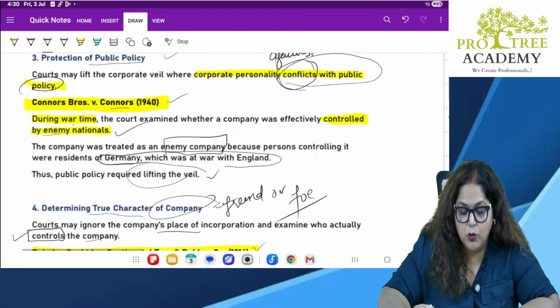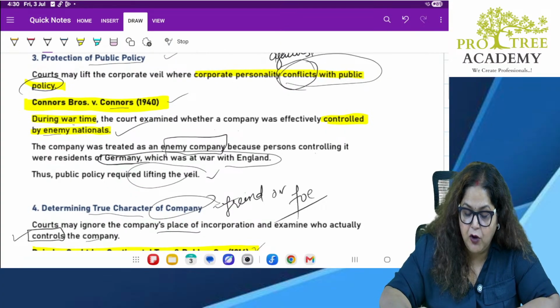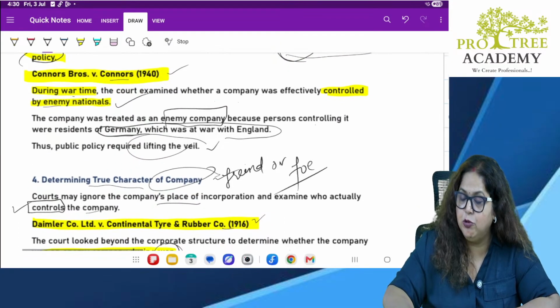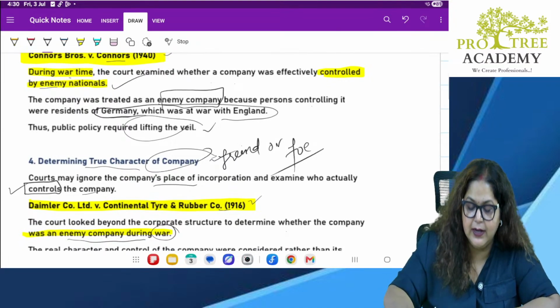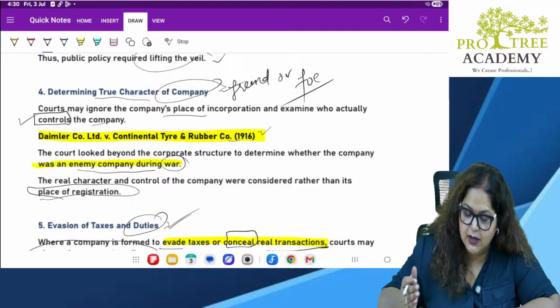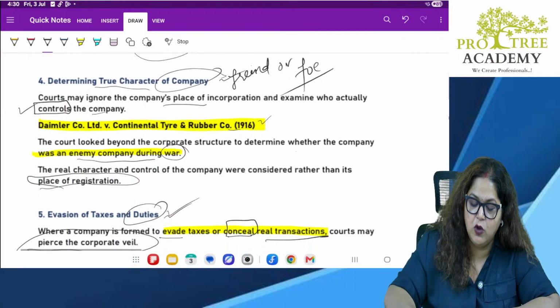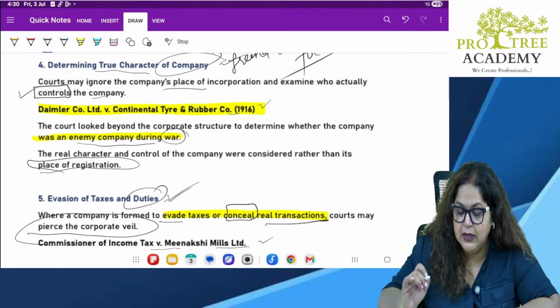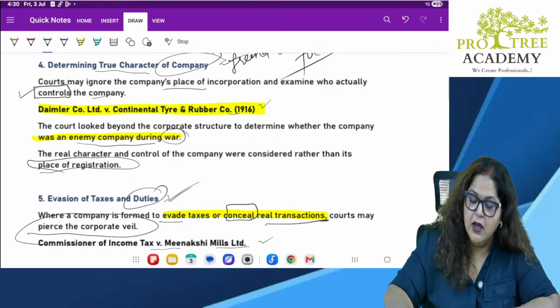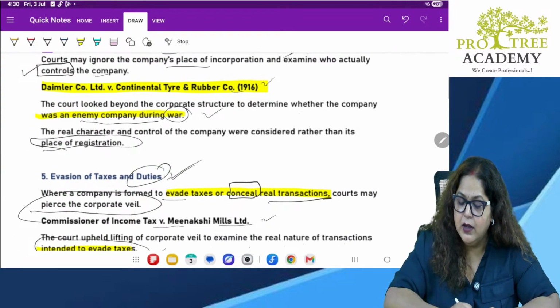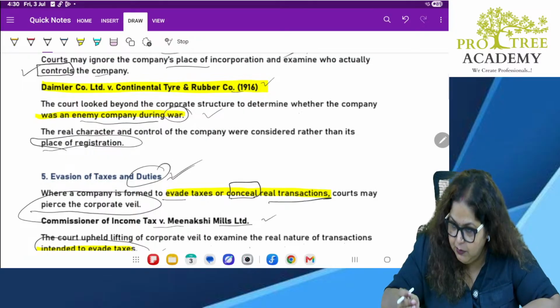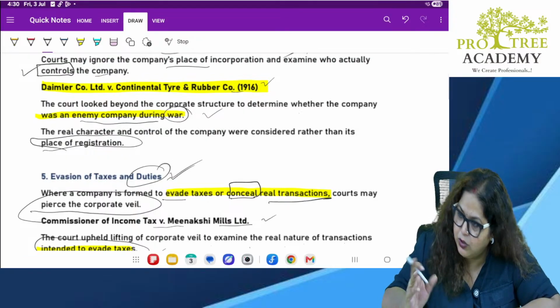Connors Bros versus Connors, 1940. During wartime, you have to check who is controlling. If it is controlled by the enemy country, then the court will interfere. A similar kind of thing is in the case of Daimler Company Limited versus Continental Tire and Rubber Company Limited. There also you will see, at the time of war, who is controlling. If the enemy country is controlling, then the court will interfere.